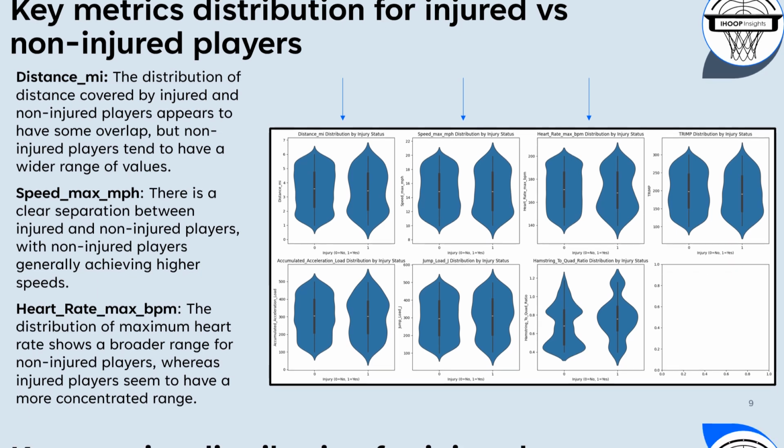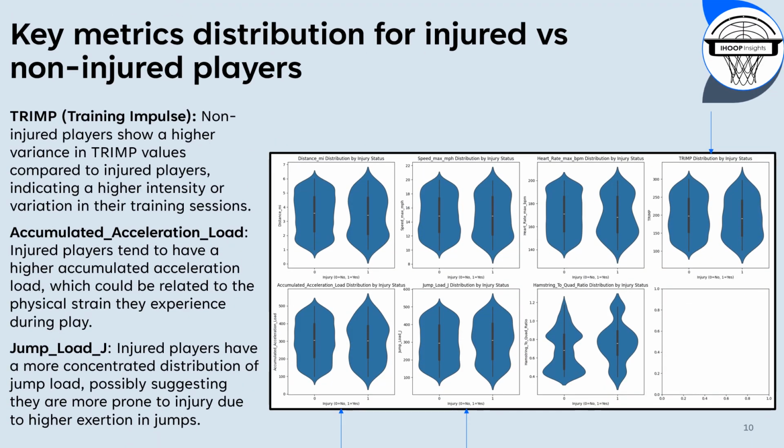Moving on to the next three charts, the TRIMP, also known as training impulse. Non-injured players show a higher variance in TRIMP values compared to injured players, indicating a higher intensity or variation in their training sessions. Accumulated acceleration load. Injured players tend to have a higher accumulated acceleration load, which could be related to physical strain they experience during play.